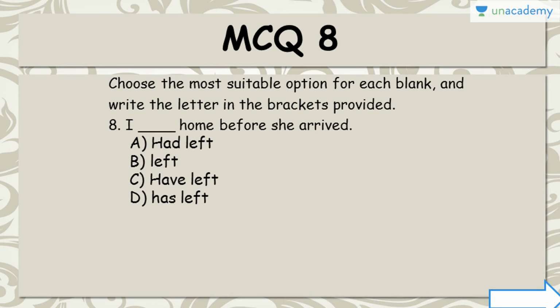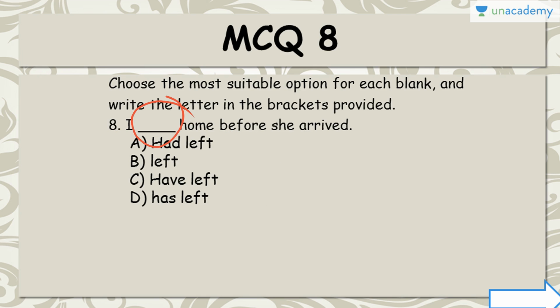Moving on to MCQ 8th. So you have to fill this blank with the correct word, pair of words out of these 4. Sentence is, "I dash home before she arrived." So you have to fill this blank. Option A is had left. Option B, left. Option C, have left. Option D, has left. So you have to find what is the correct word or the couple of words which can be used in this place.